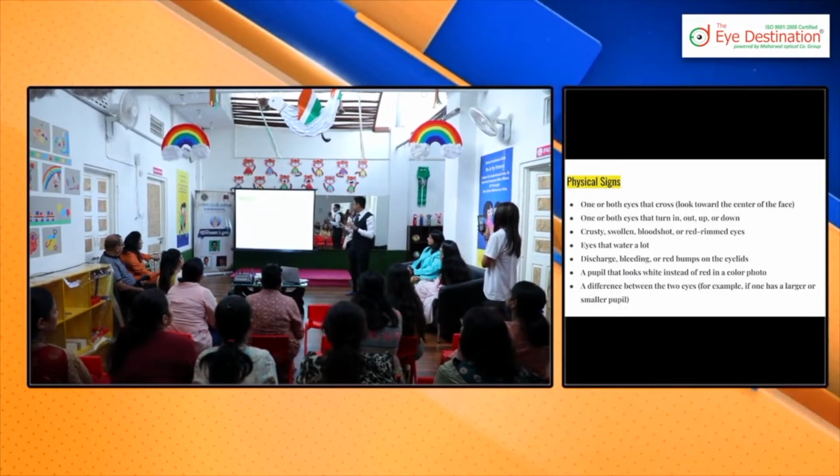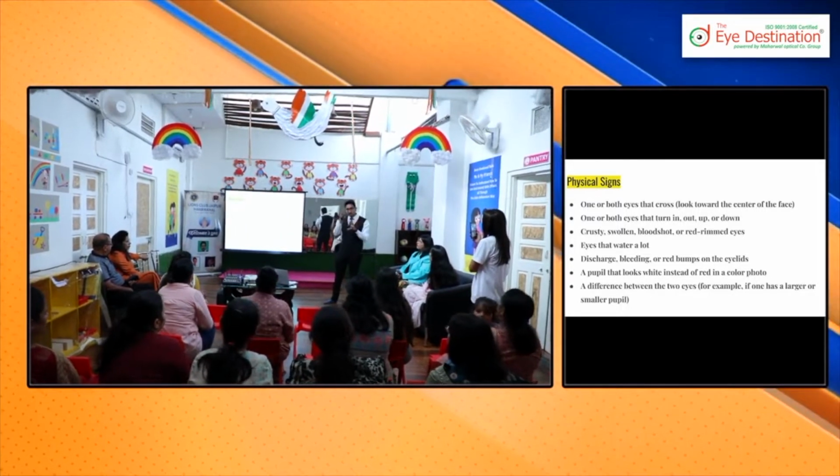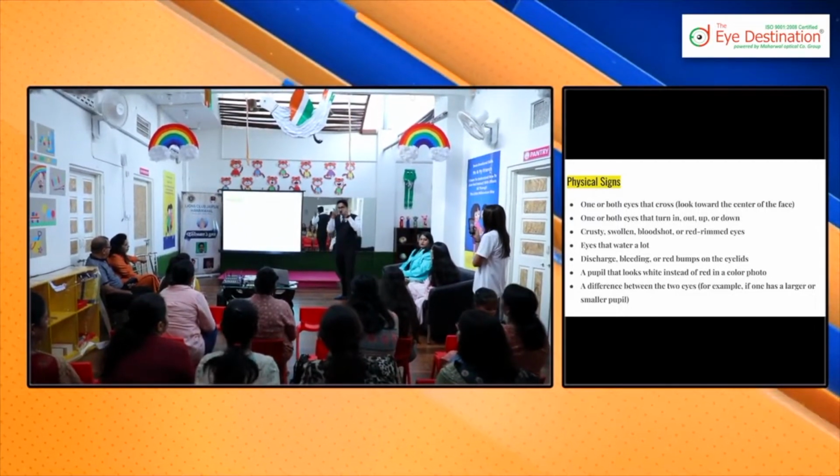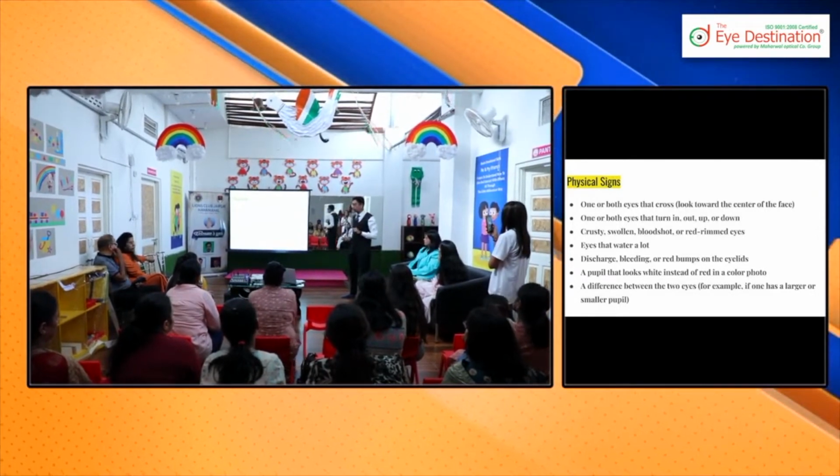And difference between the two eyes. For example, the one eye appears to be bigger compared to the other. And there is a difference in size. And you see this black part of the eye. And probably the size difference is there in that also.